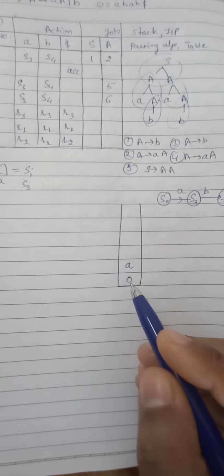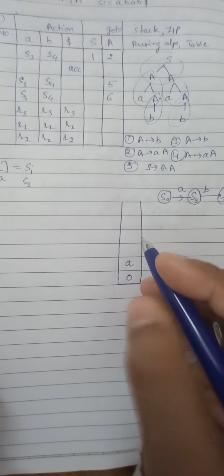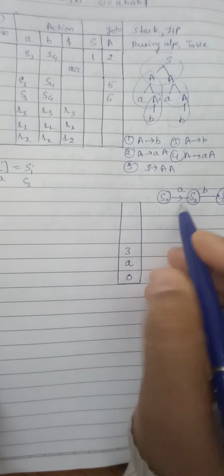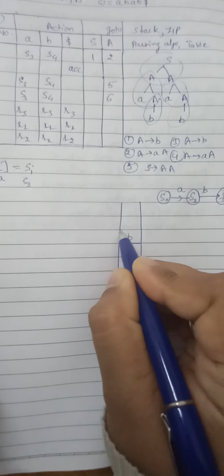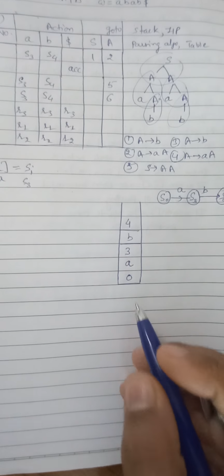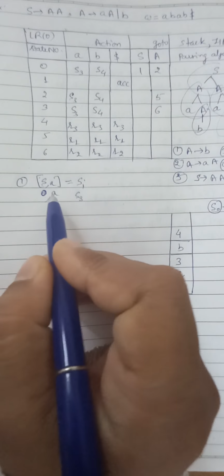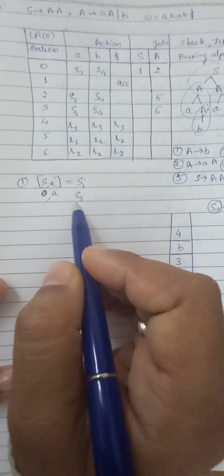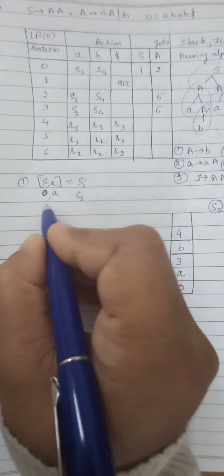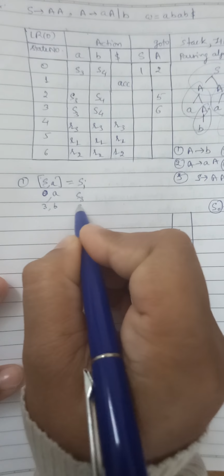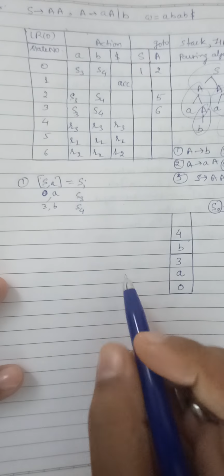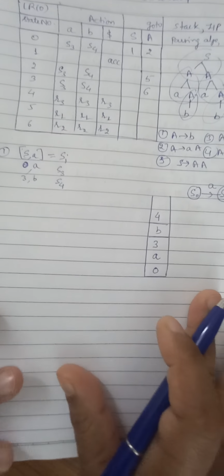So from state 0 it will start, it will go for A production, then it is going to the third state, then we are getting B, it is going to the fourth state. So this is the first step of the algorithm: from 0 with A it will go to S3. In a similar way, from 3 with B it is going to S4, and like that it will go.